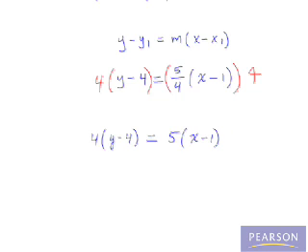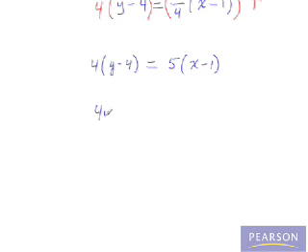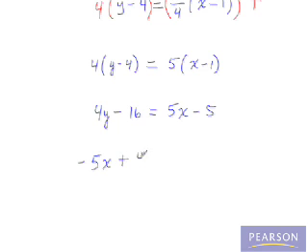Now I'm going to use the distributive property on both sides, giving us 4y minus 16 equals 5x minus 5. And we'll put our equation in the form of ax + by = c. So the 5x I'm going to bring to the left-hand side, or subtract 5x from both sides, giving us negative 5x. We have our positive 4y. And now we'll take our constant term to the right-hand side, meaning we're going to add 16 to both sides. And when adding 16 to both sides, we get a positive 11 on the right-hand side.